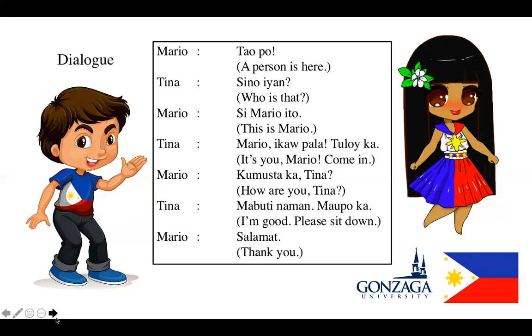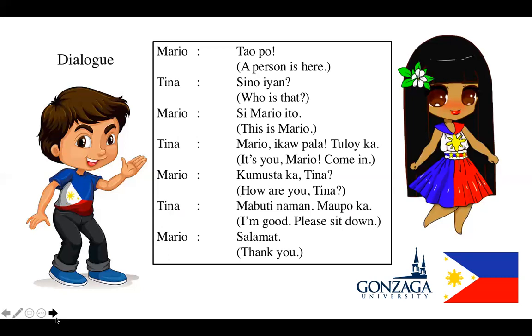So tao po, okay, imagine Dawson is knocking on the door and then Tina's asking, who is that? Okay, you know in the Philippines, doors do not have like, what do you call that one? In your apartments or rooms wherein you can, yeah, that's it, that's up there. Okay, and then si Mario ito, so Mario introduces himself. And then Tina says, Mario, ikaw pala, tuloy ka, come in.